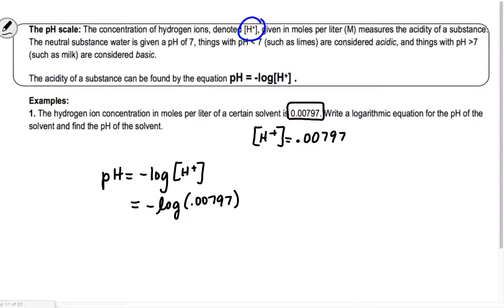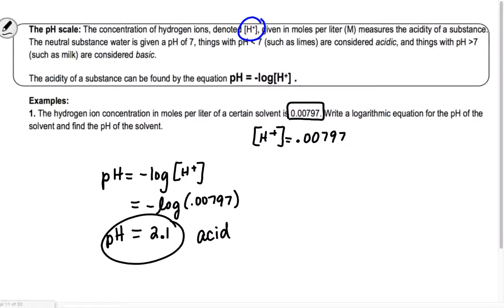You can't take the log of a negative number, so I couldn't have a negative on the inside, but I can multiply by a negative on the outside. So this is just putting it into your calculator: negative log 0.00797. And for pH, we usually use 1 decimal. So we're going to say that this is 2.1. That's the pH. It's very acidic, right?